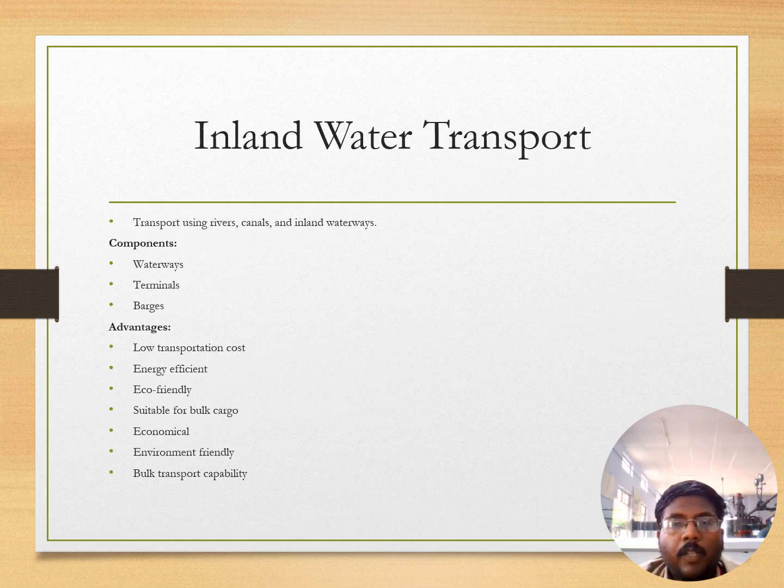Next we see about inland water transport. Transport with the help of rivers, canals and inland waterways. Next we see what components are present in inland water transport. They are waterways and terminals. Inland water transport is mainly suitable for bulk cargo with lower transportation cost.